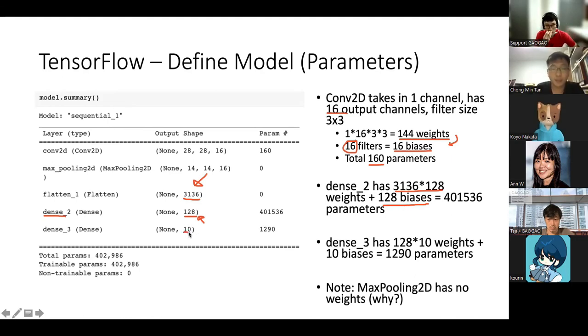We can apply the same formula for this. 128 times 10 weights plus 10 biases is 1290 parameters. So this is the number of parameters we expect from the diagram.